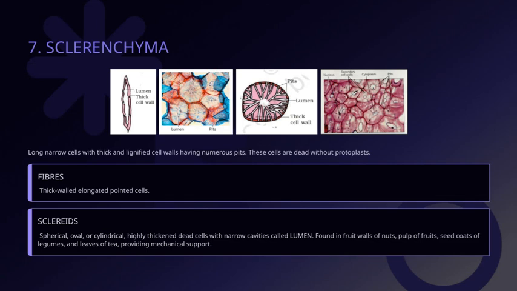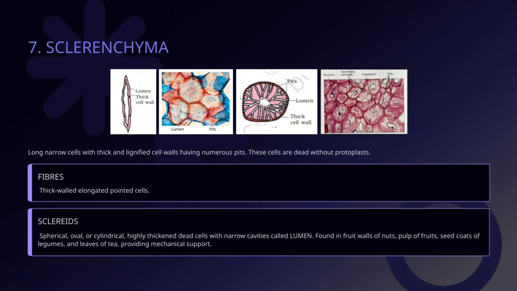Now let's look at sclerenchyma, which plays a crucial role in providing mechanical support to plants. These are highly thickened dead cells that can be spherical, oval, or cylindrical in shape. They often have narrow cavities called lumens. You'll find these cells in various plant parts such as the fruit walls of nuts, the pulp of fruits, seed coats of legumes, and even in the leaves of tea plants. Their main function is to give strength and support to the plant structure.